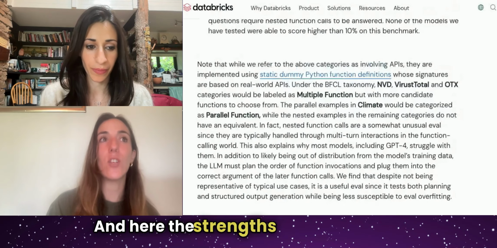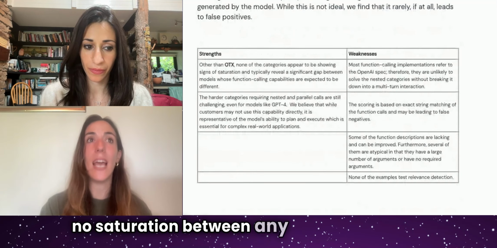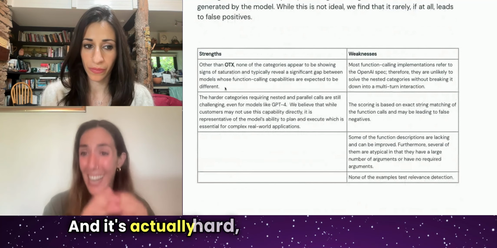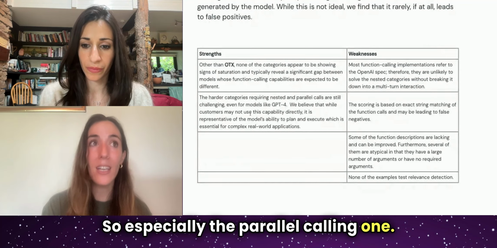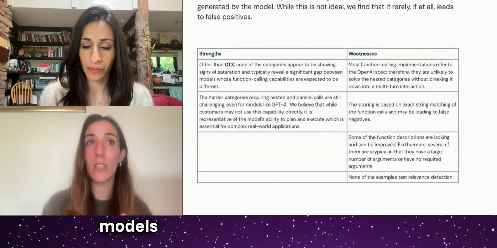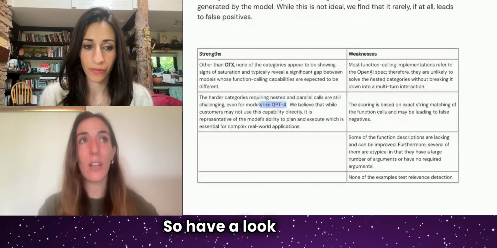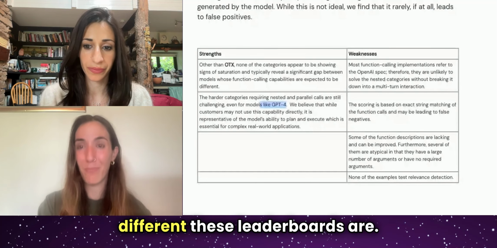Okay. And here the strengths are that there is no saturation between any of the categories. And it's actually hard. It's a hard leaderboard. So especially the parallel calling one. So it's challenging even for big models like ChatGPT-4 and etc. So have a look at this. It's interesting to see how different these leaderboards are.